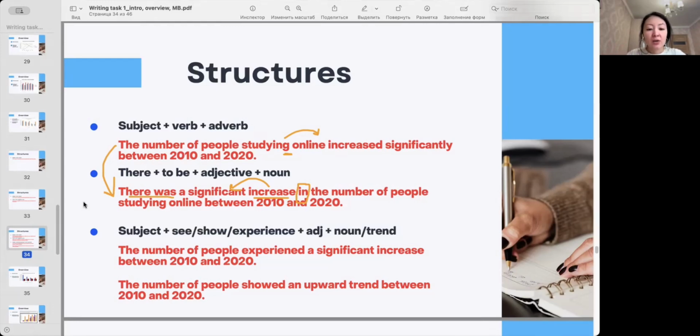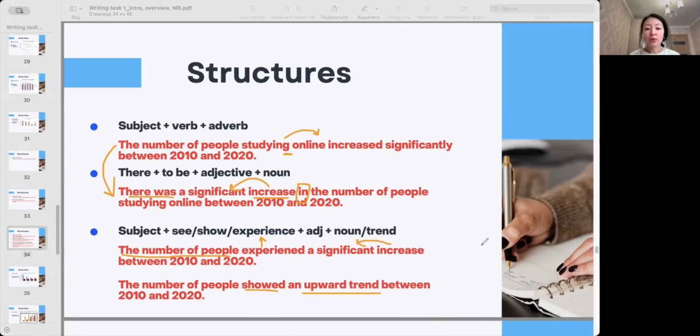Again. The number of people experienced a significant increase between 2010 and 2020. So the subject, the number of people. Then you use some of these verbs, experienced in this case. What? An increase. What kind of? A significant increase between this and this period. Or the number of people showed what kind of trend? An upward trend between 2010 and 2020.